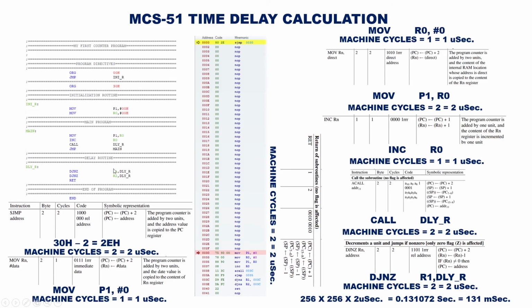So here we are using 2 instructions, that is DJNZ R1, go to the delay routine, and DJNZ R2, go to the delay routine. It means that R1, which has a length of a byte, will be decremented 256 times. Similarly, R2 will be decremented 256 times. It means 256 times 256 multiplied by 2 microseconds, that is the delay of the DJNZ instruction. Here we can see 256 into 256 into 2 microseconds, which equals 0.131072 seconds, or 131 milliseconds, which we have seen in our simulation on Proteus.